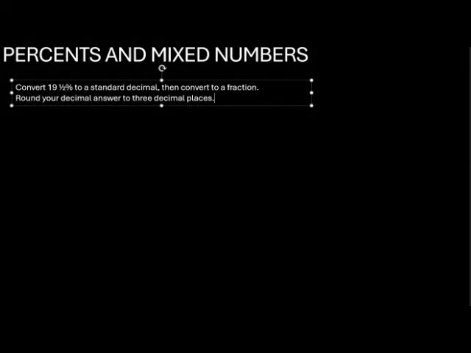Here we'll deal with a percent that is a mixed number. We are asked to convert 19 1/2% to a standard decimal and then convert that standard decimal to a fraction. When you have a mixed number as your percent, the first thing we'll want to do is change that mixed number percent to a decimal percent.